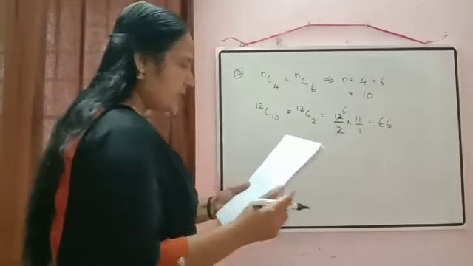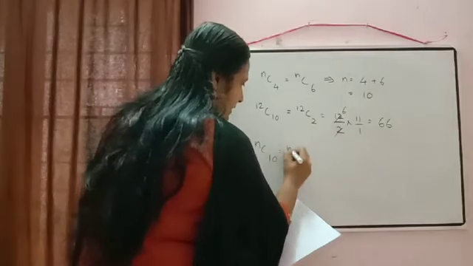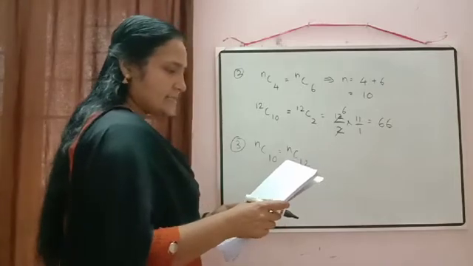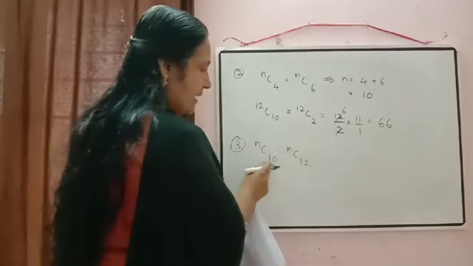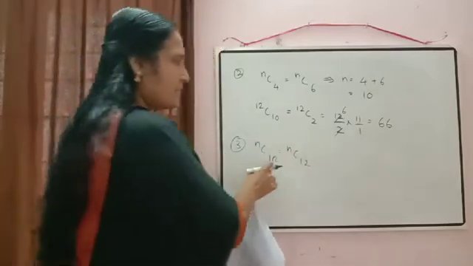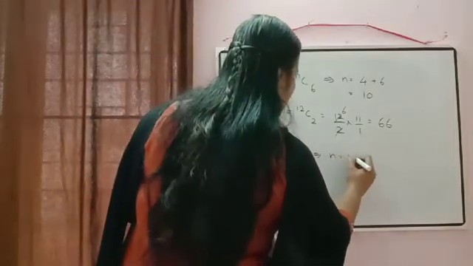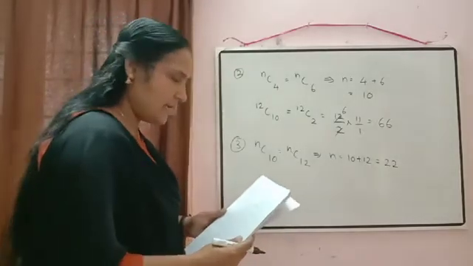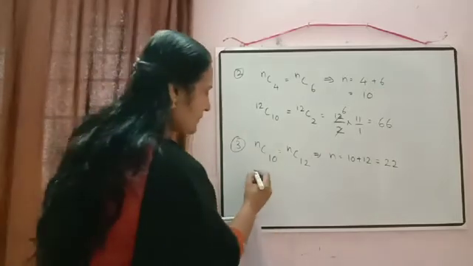Then the next question is, if NC10 is equal to NC12, find 23CN. Just check, 10 is not equal to 12. So again by the property, N will be equal to 10 plus 12. So we will get 22. Our value of N is 22. Now we have to calculate 23C22.